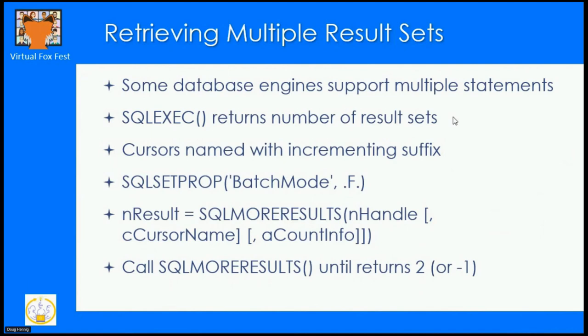The cursors are named with an incrementing suffix. If I don't specify the name of the cursor to use, the first cursor will be SQL result, the second one will be SQL result one, SQL result two, and so on. If I do specify a name such as customers, they'll be called customers, customers one, customers two, and so on. So let's go and take a look at that.